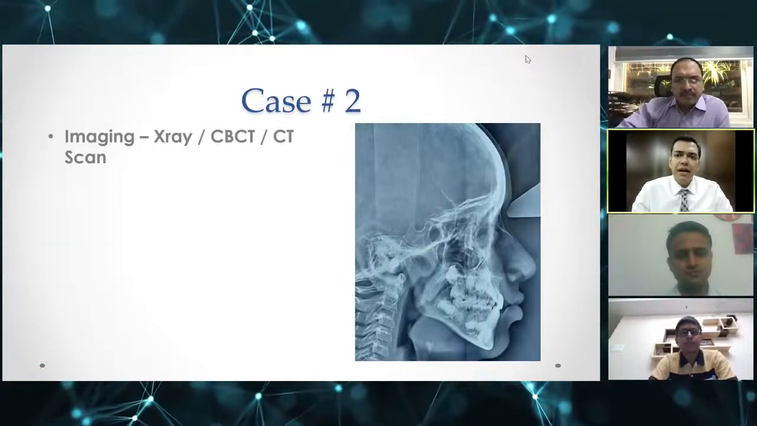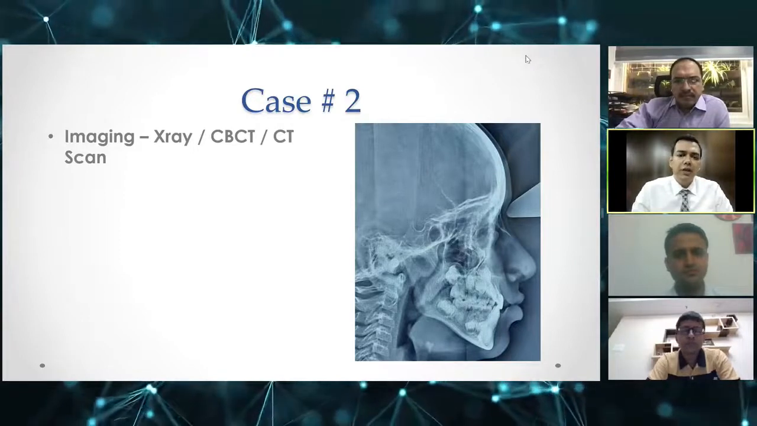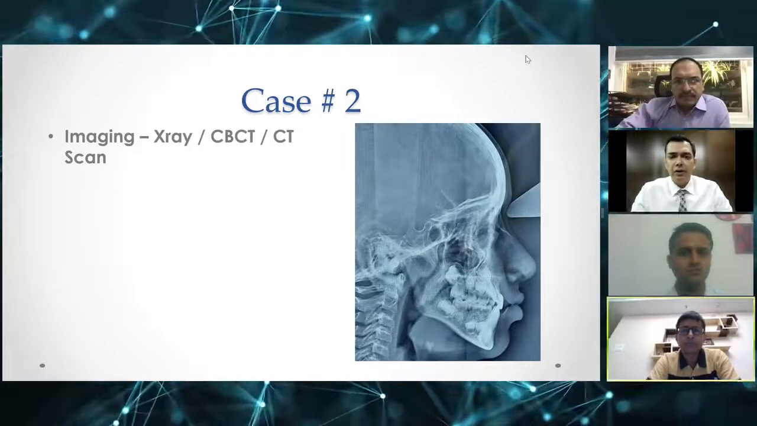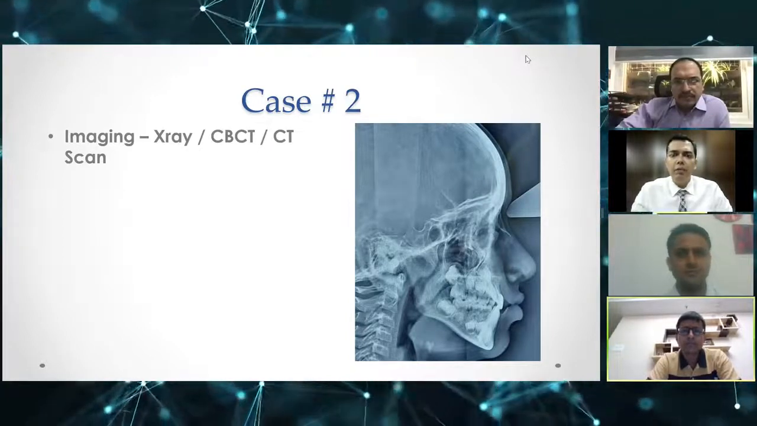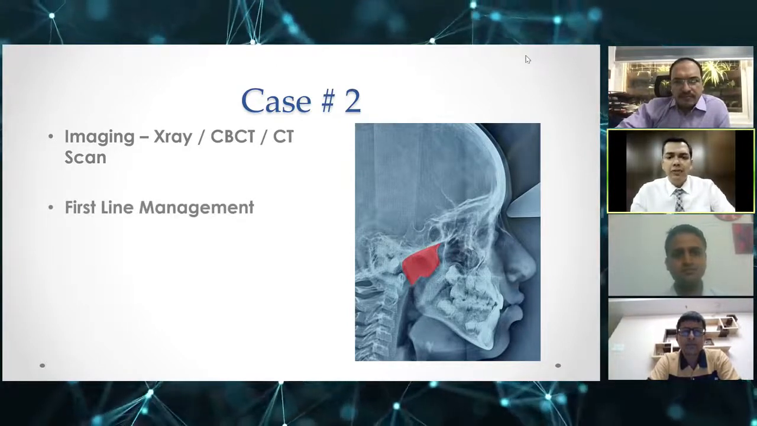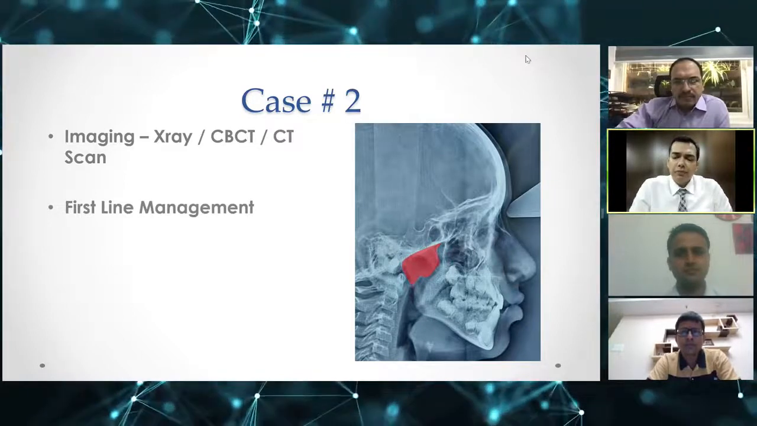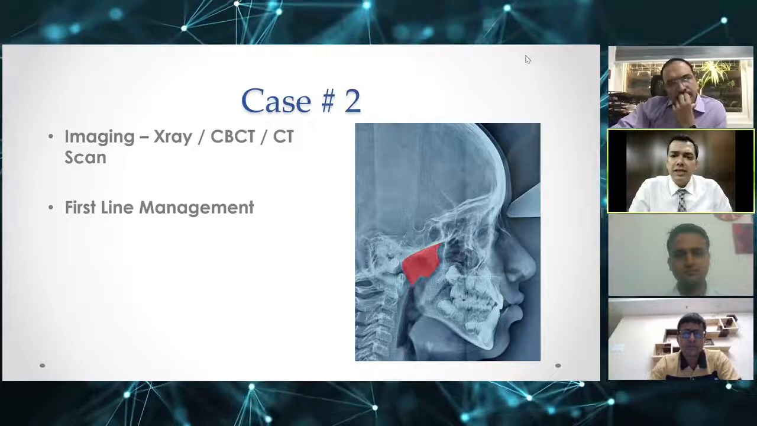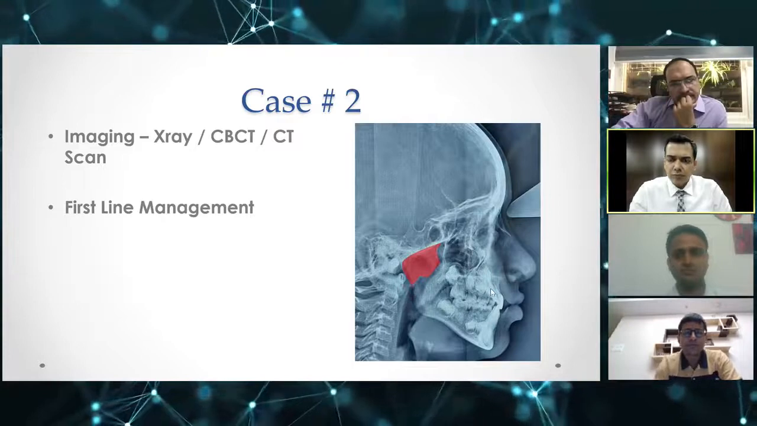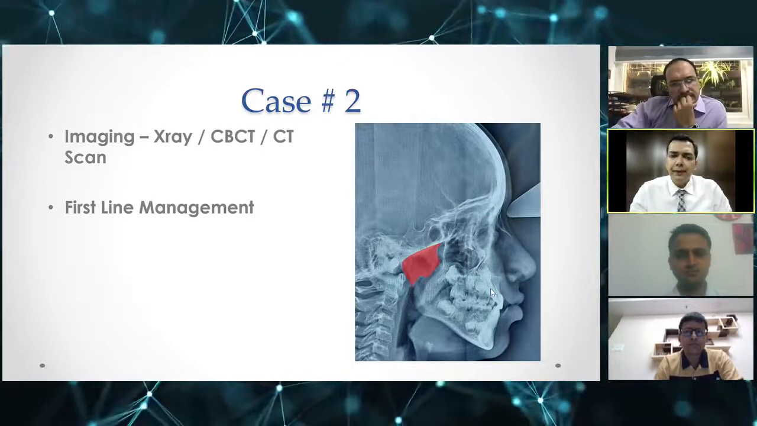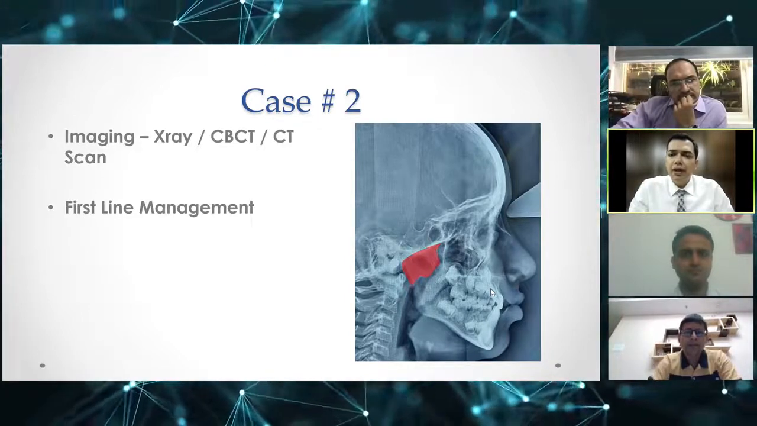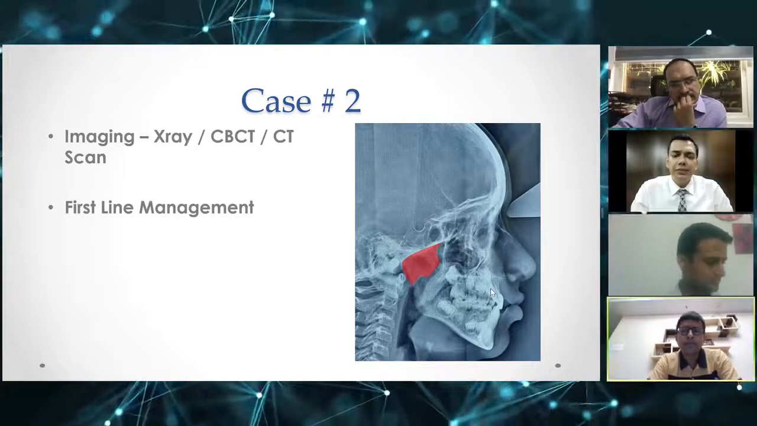Going forward to our patients, we have had a small discussion on when we do a CBCT, when we do a CT scan and an X-ray. For this patient, we did an X-ray. And what we found was enlarged adenoids. First line management, essentially, Dr. Vijay, would you like to tell us what would be your first line management in these patients if you're around? Dr. Vijay? Yeah, Dr. Dipankar, can you tell us, I think he's off for a bit. Can you just tell us what would be the first line management for these kids?